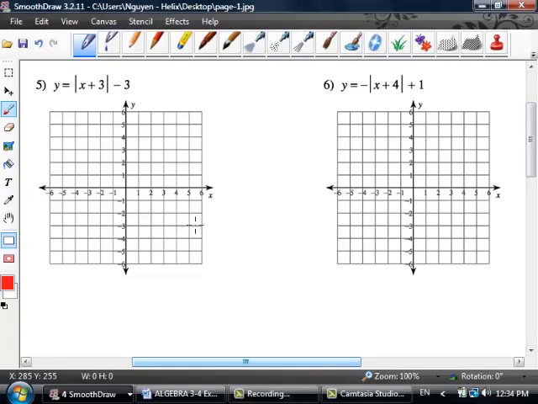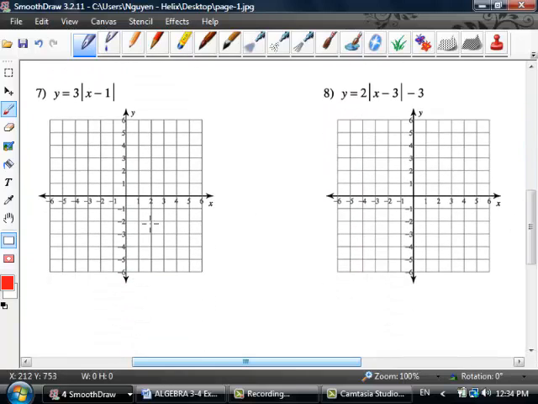Okay. Number 5. Robert, can you describe number 5, please? 3 to the left and then 3 down. Uh-huh. Regular graph, right? Number 6, I'll take on number 6. Number 6 is to the right 4, right? No. To the right 4 and up 1? No, where is it? To the left. To the left 4 and up 1. And then it's what, Aaron? It's inverted, upside down. Boom.